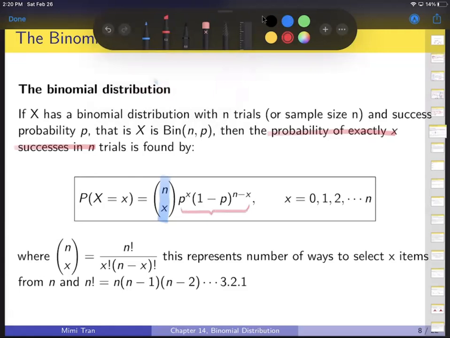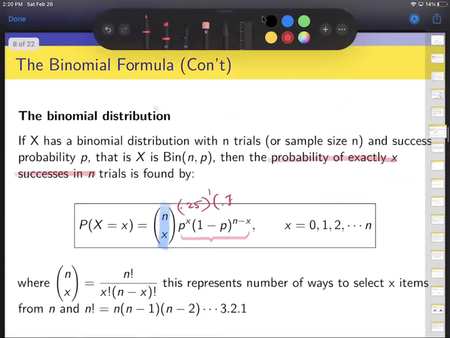Probability of success, right? Remember, in the last problem, the probability of someone making a purchase is 0.25, right? And we raise it to the power of x. Say only one person makes a purchase, we raise it to the first power. And then 1 minus 0.25 is 0.75. And n minus x, well, n is 10, x is 1, right? 1 person making a purchase, so 9. So that's the part we've been doing right there.